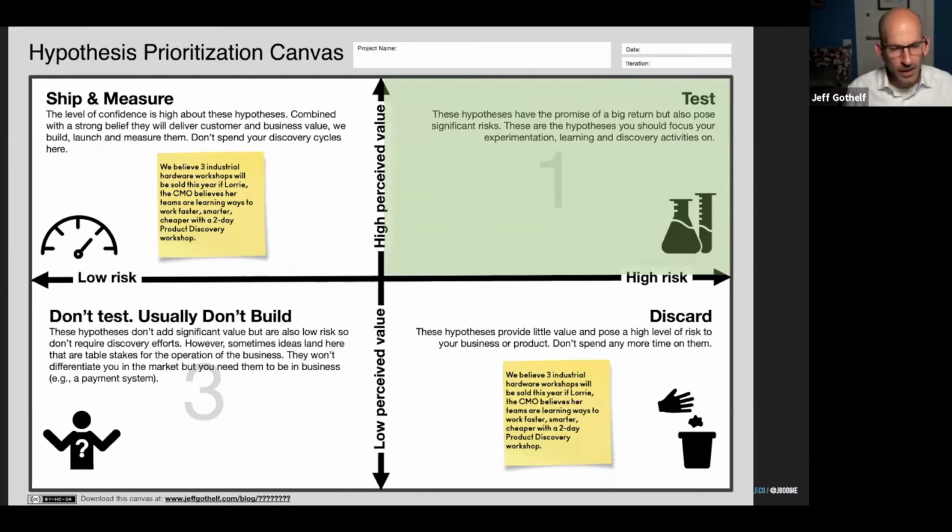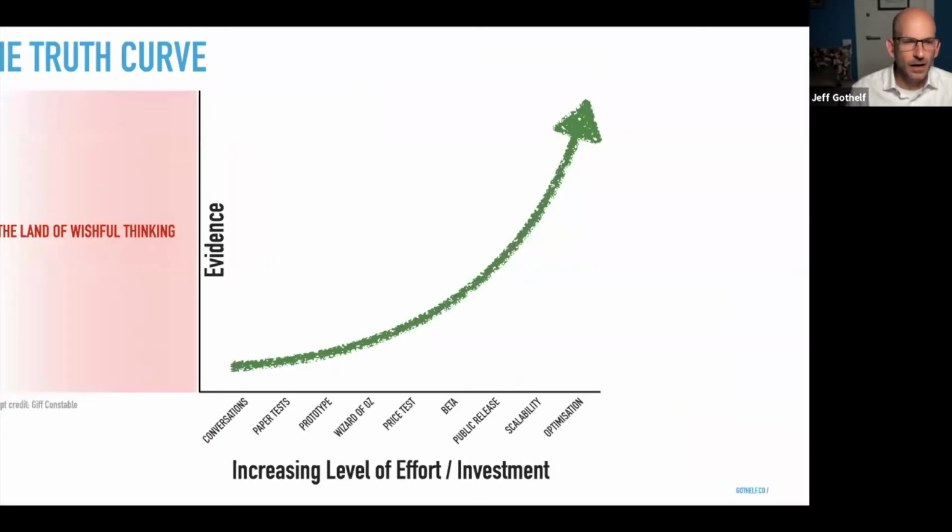Now, last thing I want to talk about, and then we'll do Q&A, is this. We're talking a lot about experimentation in Lean UX and in product discovery, right? We've identified our assumptions, we've written our hypotheses, and we're starting to design our experiments. One of the things we want to think through when we design our experiments is how much do we know about our hypothesis? How confident are we? How much evidence do we have about our hypothesis?